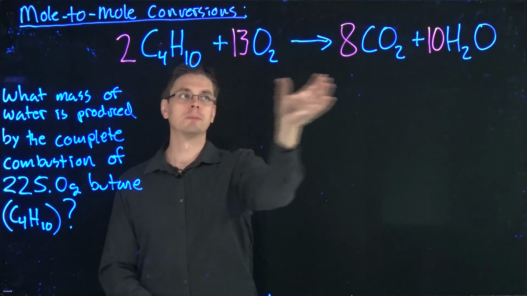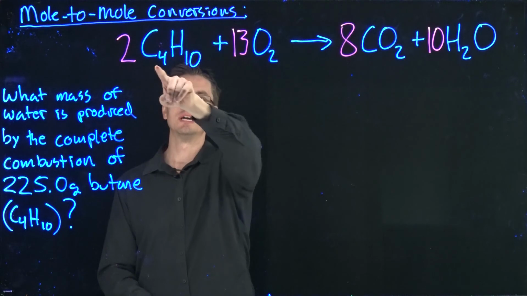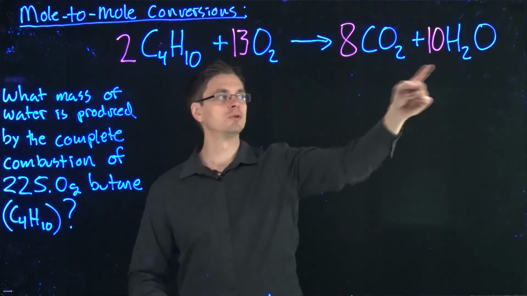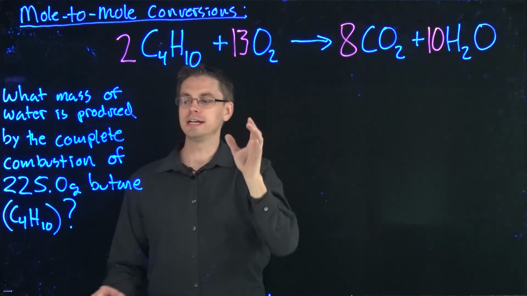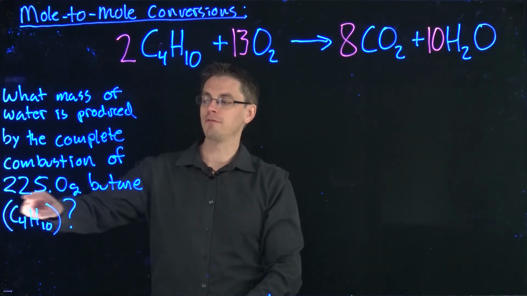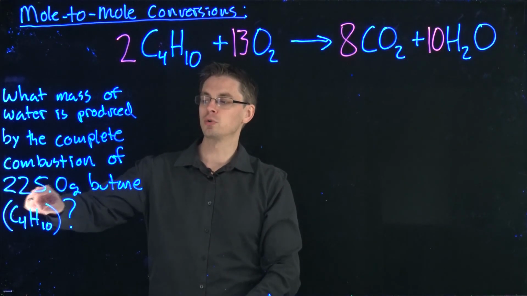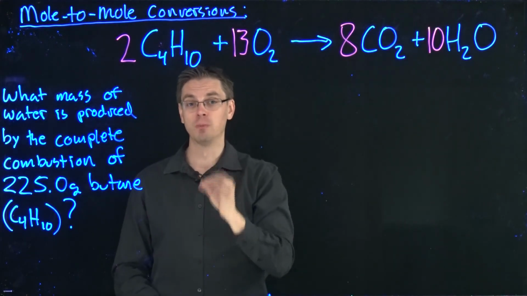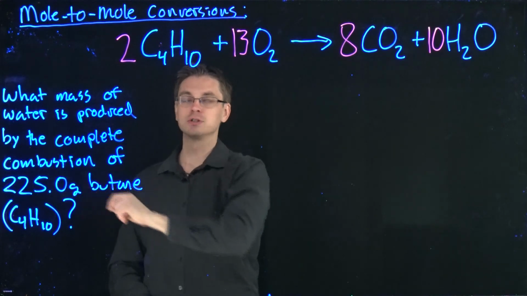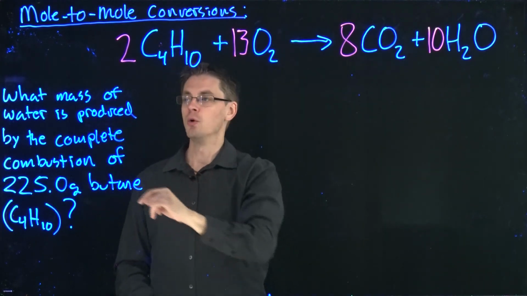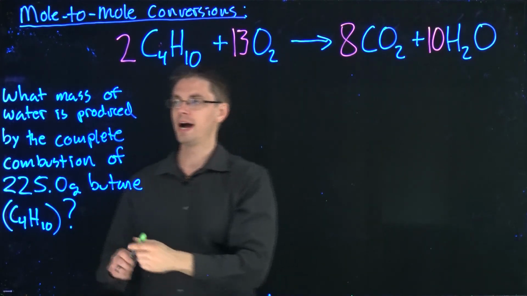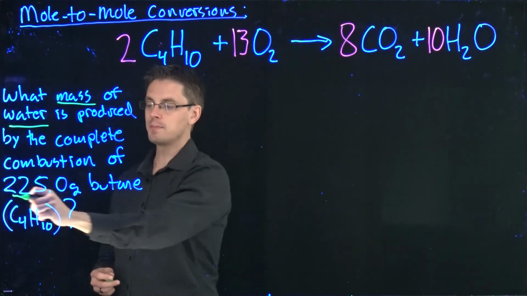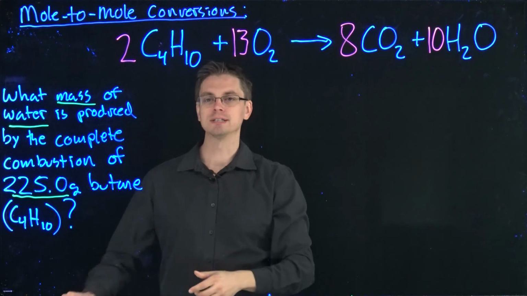So we're going to use the combustion of butane, C4H10, of course, in the presence of oxygen, forming CO2 and water, to essentially answer the question. If we start off now with 225.0 grams of butane. In the previous videos, we've started off with moles. In this case, we're going to have a certain mass of butane. We want to figure out what mass of water.